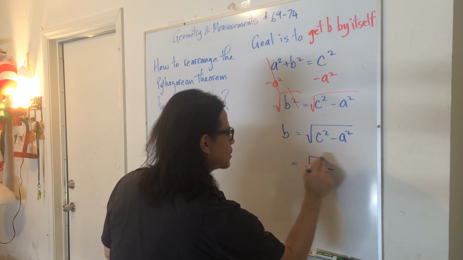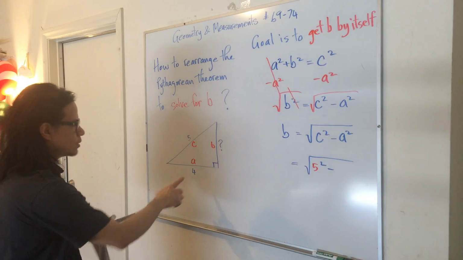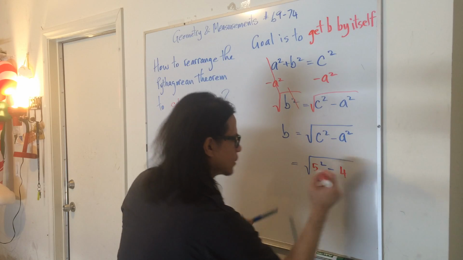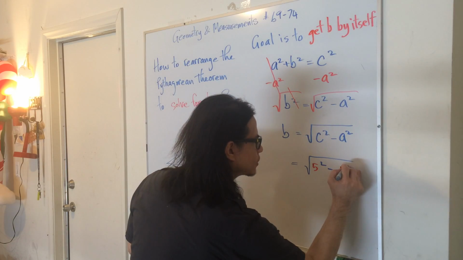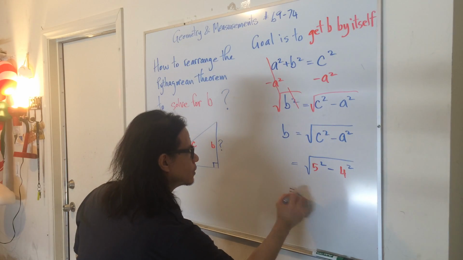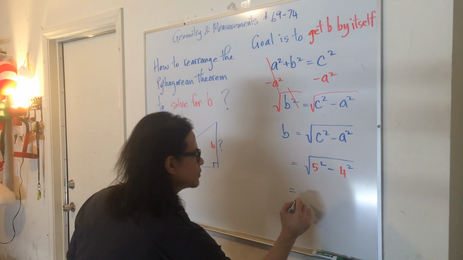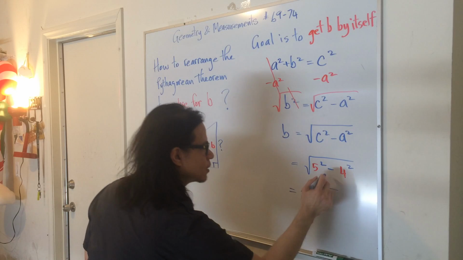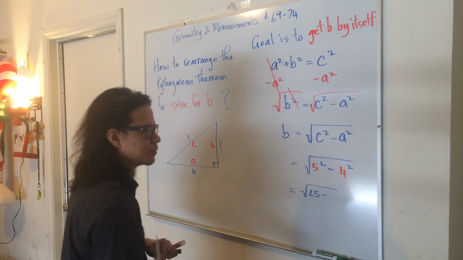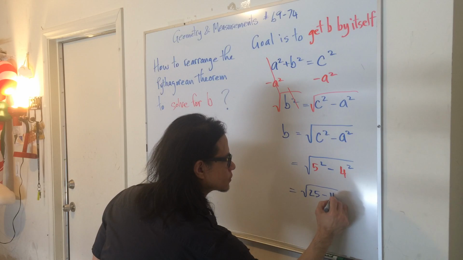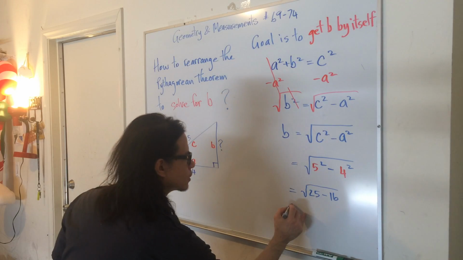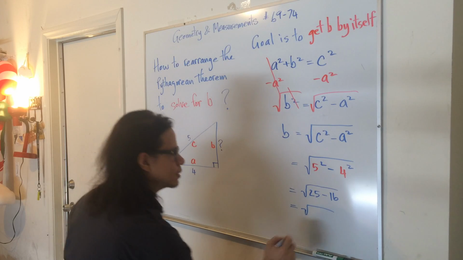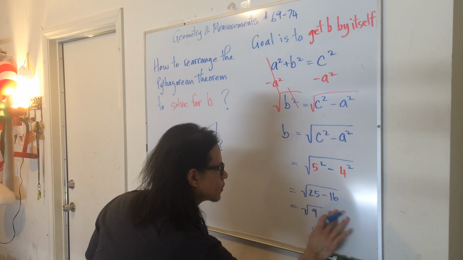And then everything else stays the same. Let's put 4 in for a. So we'll put 4, and then we'll square it. And then 5 squared is 5 times 5, 25, minus 4 squared, which is 4 times 4. Okay. So 25 minus 16 is 9.